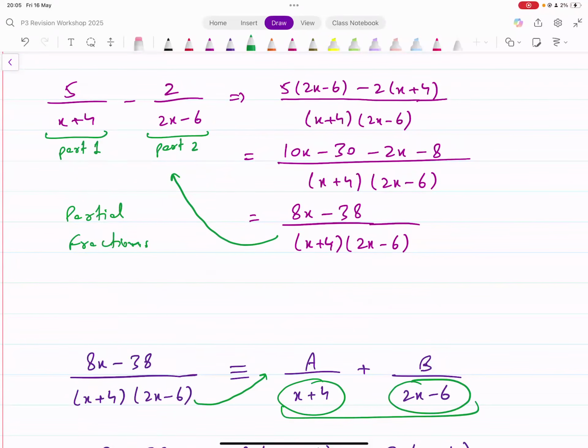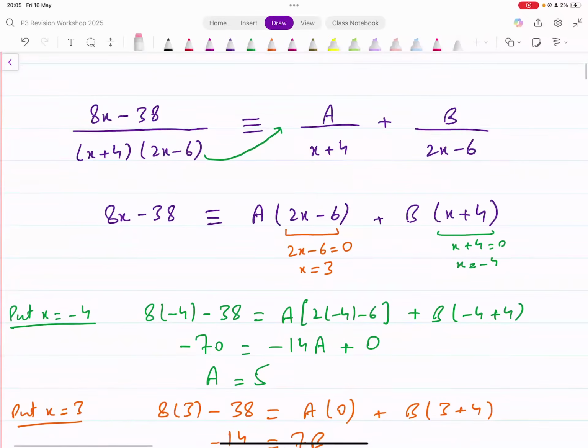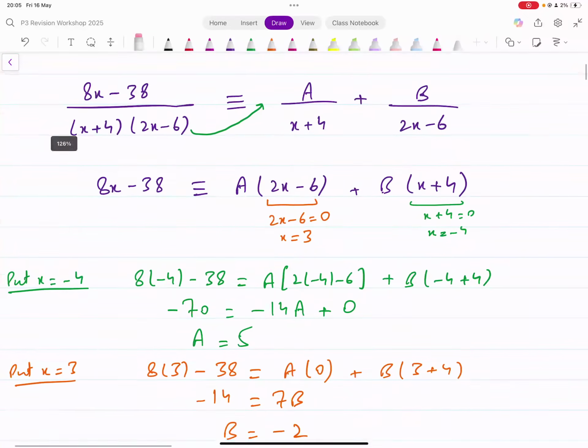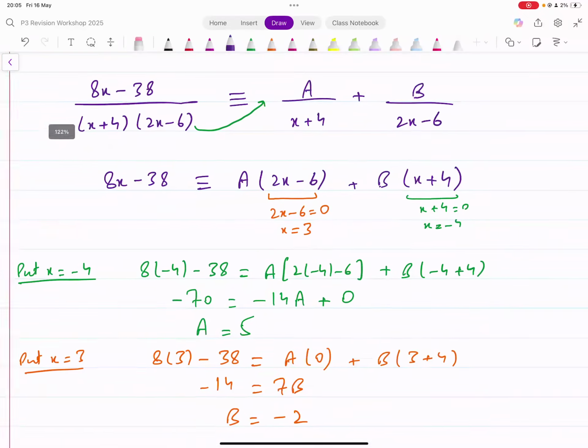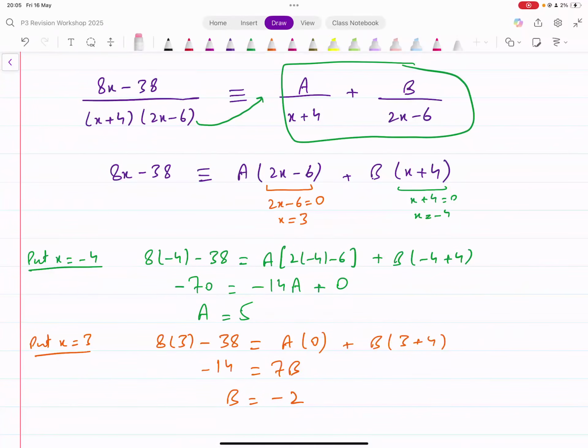So finding the denominators is very straightforward. We just split them like this among the two fractions. The first would have x plus 4 as the denominator, second would have 2x minus 6 as the denominator. Numerator, however, is something that we don't know what it is going to be. So what we do is we follow a process like this. We say, okay, this is one fraction. We want to write it as two separate fractions. We know the first fraction is going to have this denominator, the second fraction is going to have this denominator. What about the numerators? That's what you have to find out.